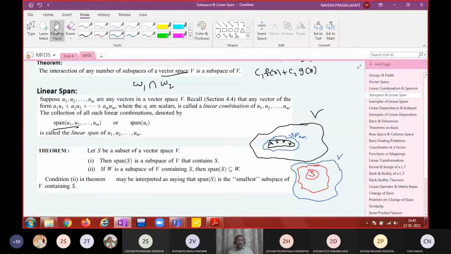And not only that, the result says this is the smallest subspace of V which contains the set S. That means if you take any subspace of V containing the set S, it is going to contain the span of S. That means this is the smallest subspace of V containing the set S. You take any subspace of V containing S, and that subspace is going to be a superset of the span set. Is this clear to you? Yes, sir.